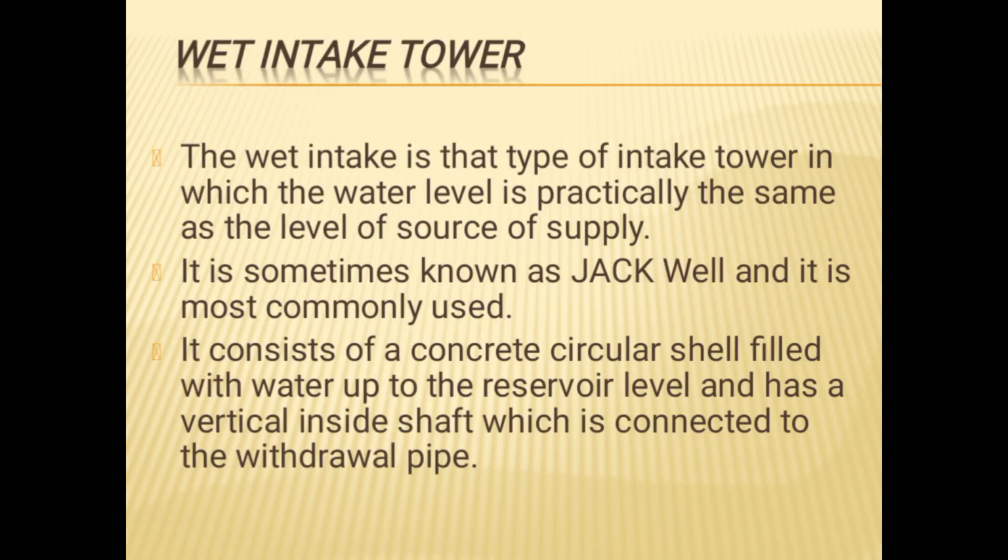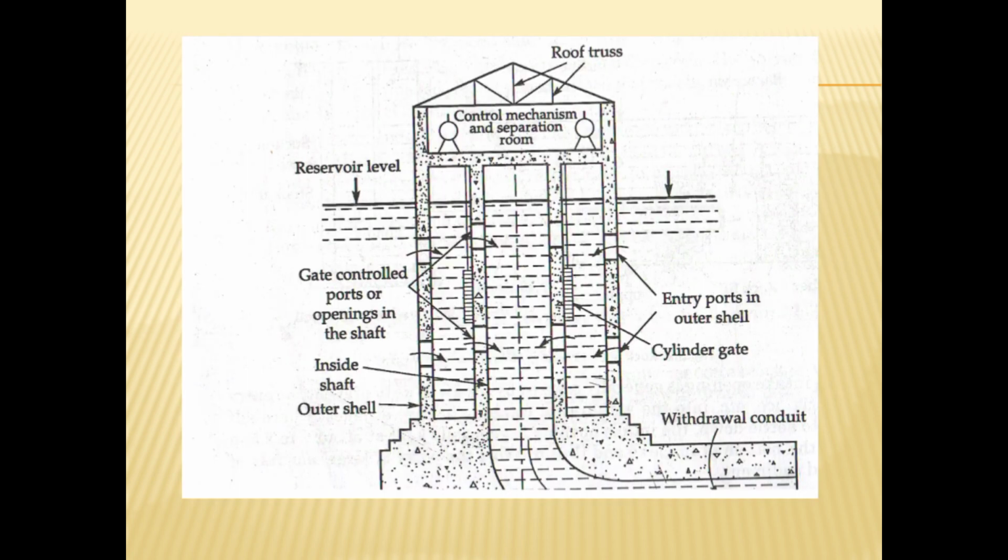Then wet intake tower. Wet intake is the type of intake tower in which the water level is practically the same as the level of the source of supply. It is sometimes known as jack well and it is most commonly used. It consists of a concrete circular shell filled with water up to the reservoir level and has a vertical inside shaft which is connected to the withdrawal pipe.